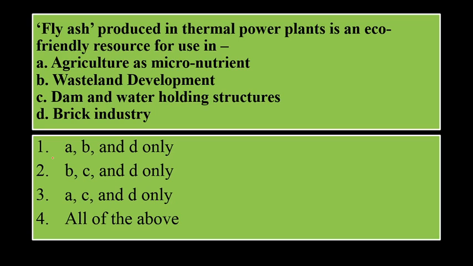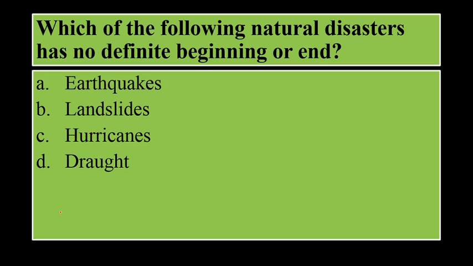Fly ash produced in thermal power plants is an eco-friendly resource for use in agriculture as micronutrient, wasteland development, dam and water holding structures, or brick industry. So all the options are correct ones. Okay, so fly ash produced in thermal power plants is an eco-friendly resource which is used in all of the above given options. So the fourth option is the correct answer.